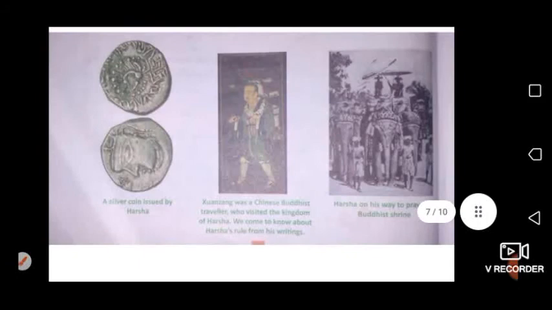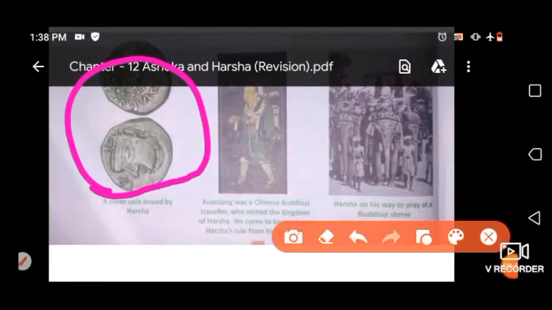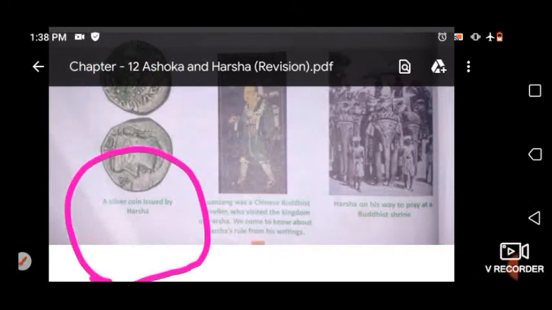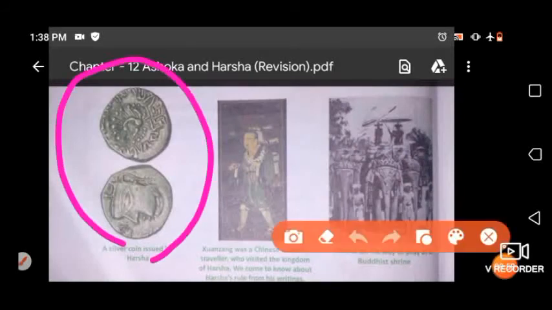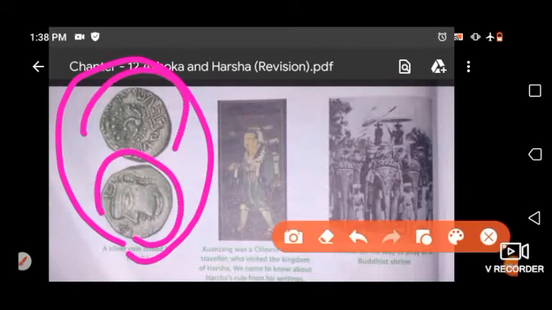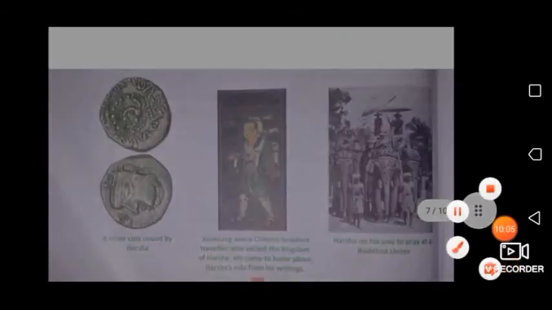As you can see, these are coins. These are not normal coins. These are silver coins issued by Harsha. So in Harsha's rule, he issued some silver coins that you can see on your screen. Okay, let's move on to the next picture.